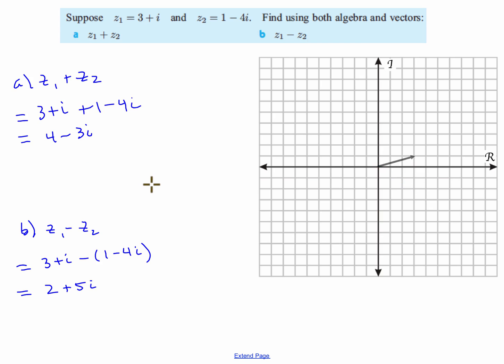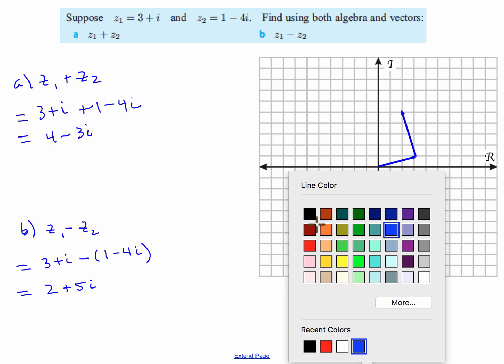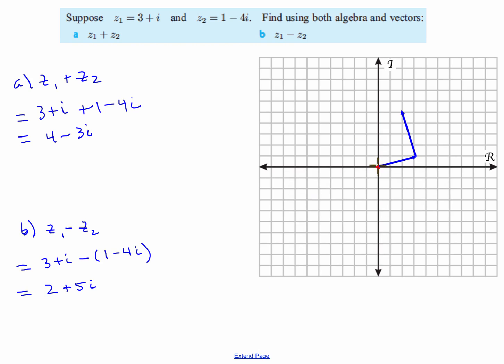So this is how you would do it geometrically, and this is how you would do it algebraically. Now let me do Z1 minus Z2. Again, Z1 is 3 plus i. So start here, and we get to there. Subtracting a vector means going in the opposite direction, so it's minus 1 plus 4i from this endpoint. Minus 1, plus 4: 1, 2, 3, 4. We end up there. Let me change color to red. I go from start to finish, and there is Z1 minus Z2.